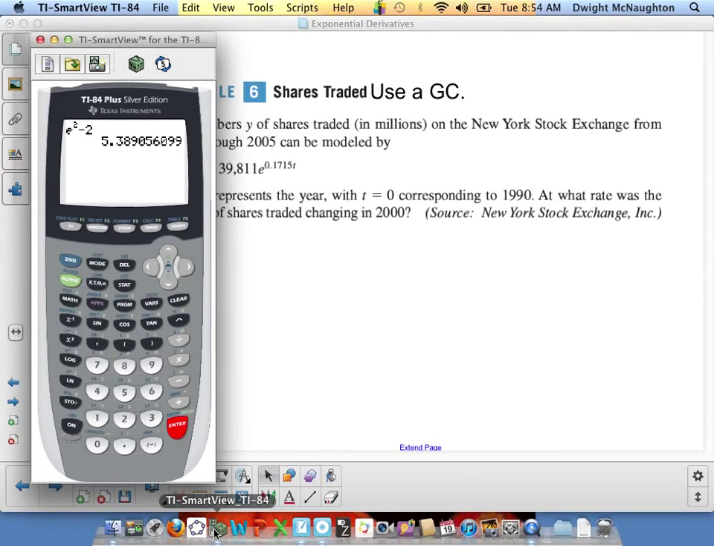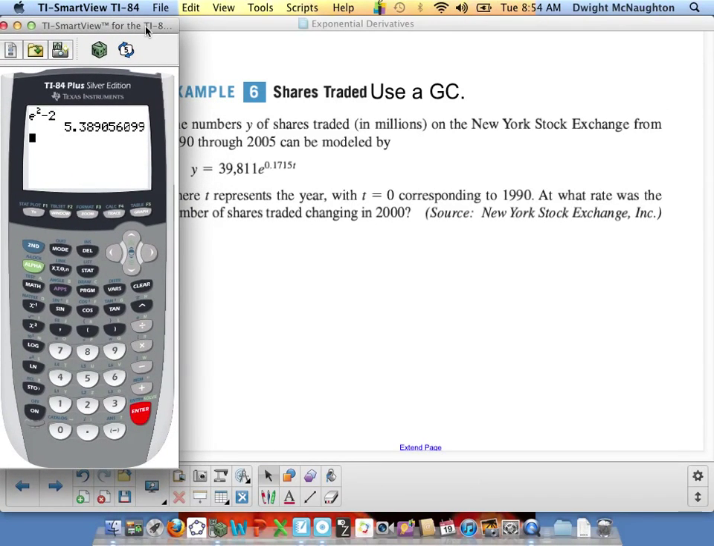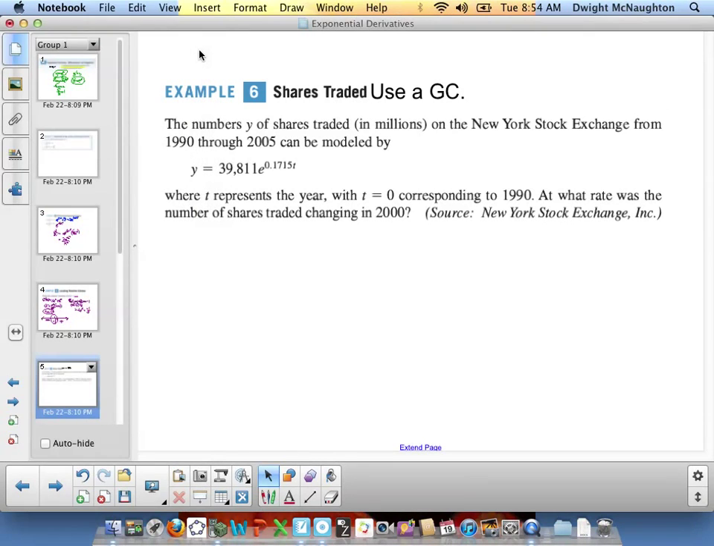Not an overly difficult one, but it's good practice. The number of shares traded in millions on the New York Stock Exchange can be modeled by the equation y that's given there, where t represents the year. T equals 0 is 1990. At what rate was the number of shares traded changing in 2000? Rate of change is our derivative, so we want to find the derivative at 2000.